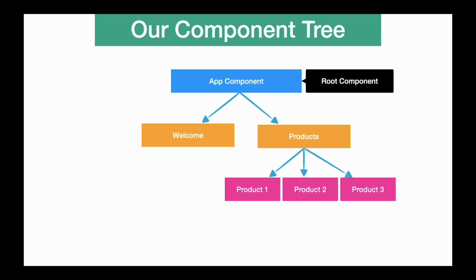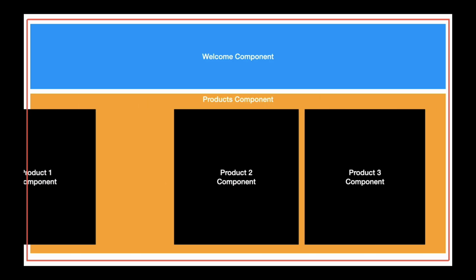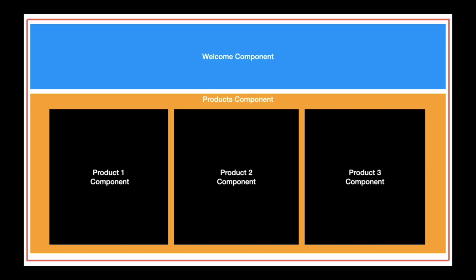Next, the layout structure. The App component contains the Welcome component and the Products component. The Products component contains Product 1, Product 2 and Product 3. This is our layout structure. Next, we are going to play with the coding.